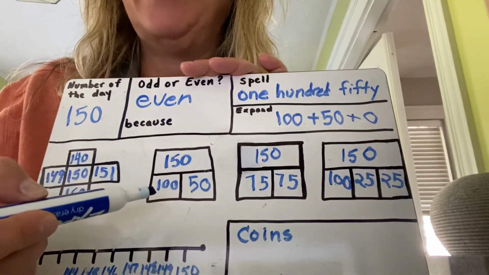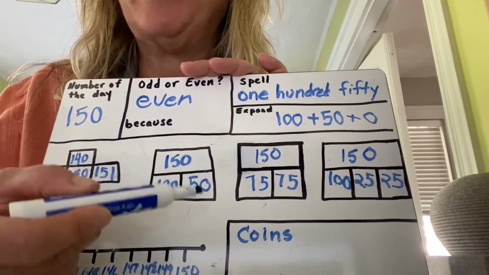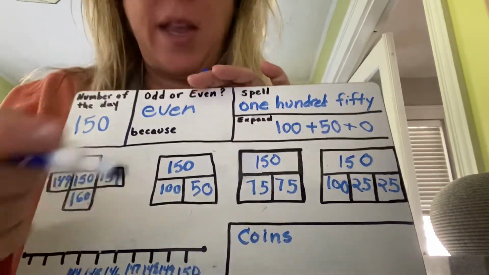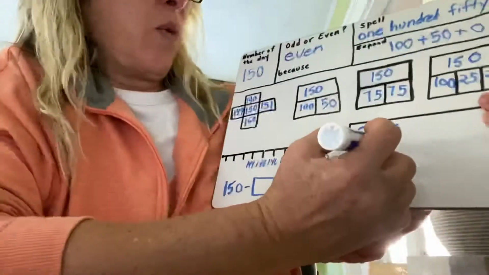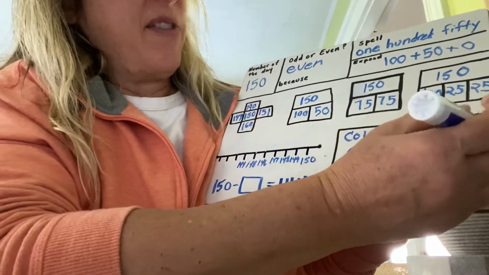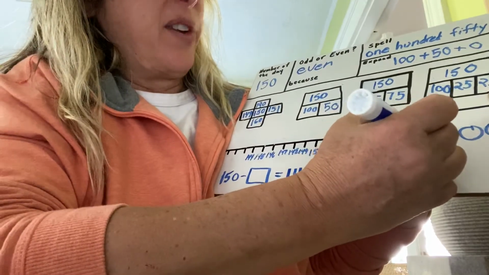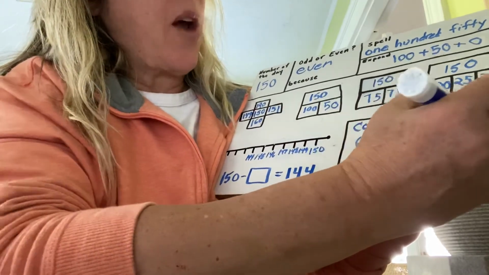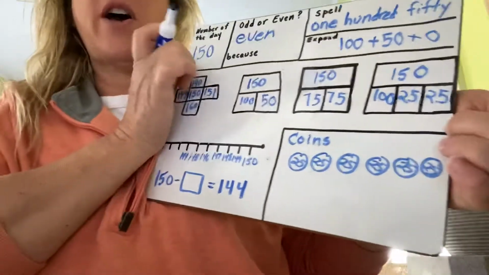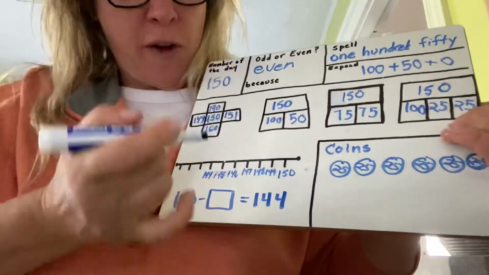I just took one of the numbers and I made 2 equal groups and split it in half. 25 plus 25. We already said that 6 quarters, 1, 2, 3, 4, 5, 6, equal 150. At home today, I want you to think of a different way to make 150 using coins. And let's finish off with number line.